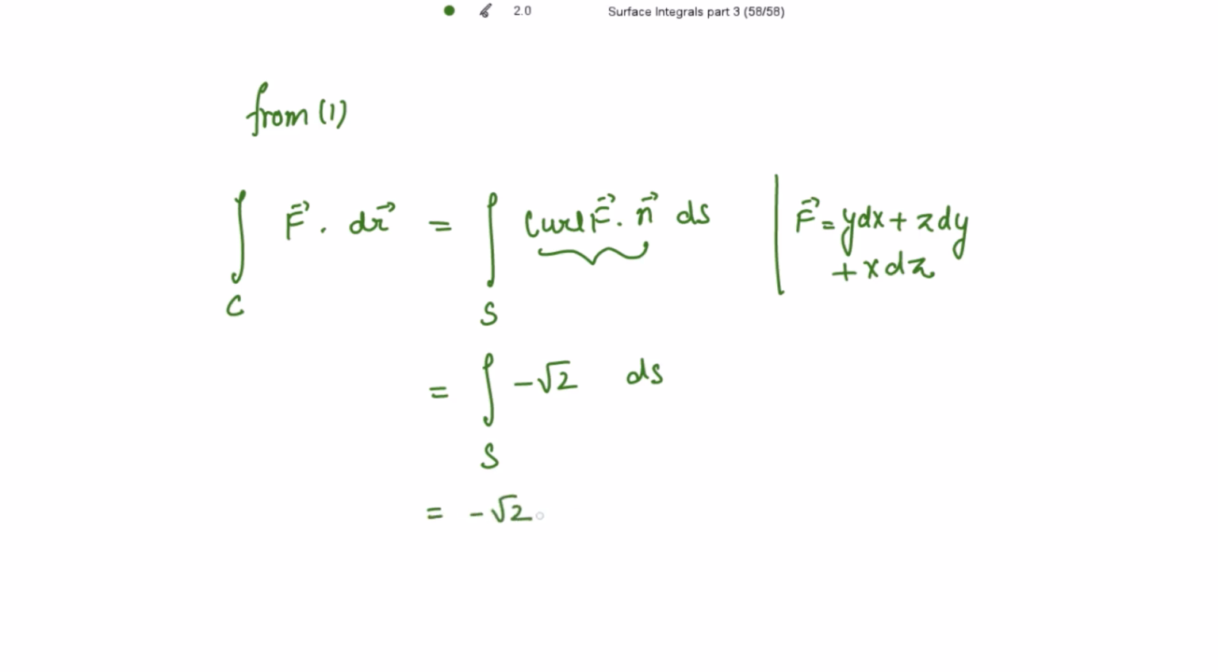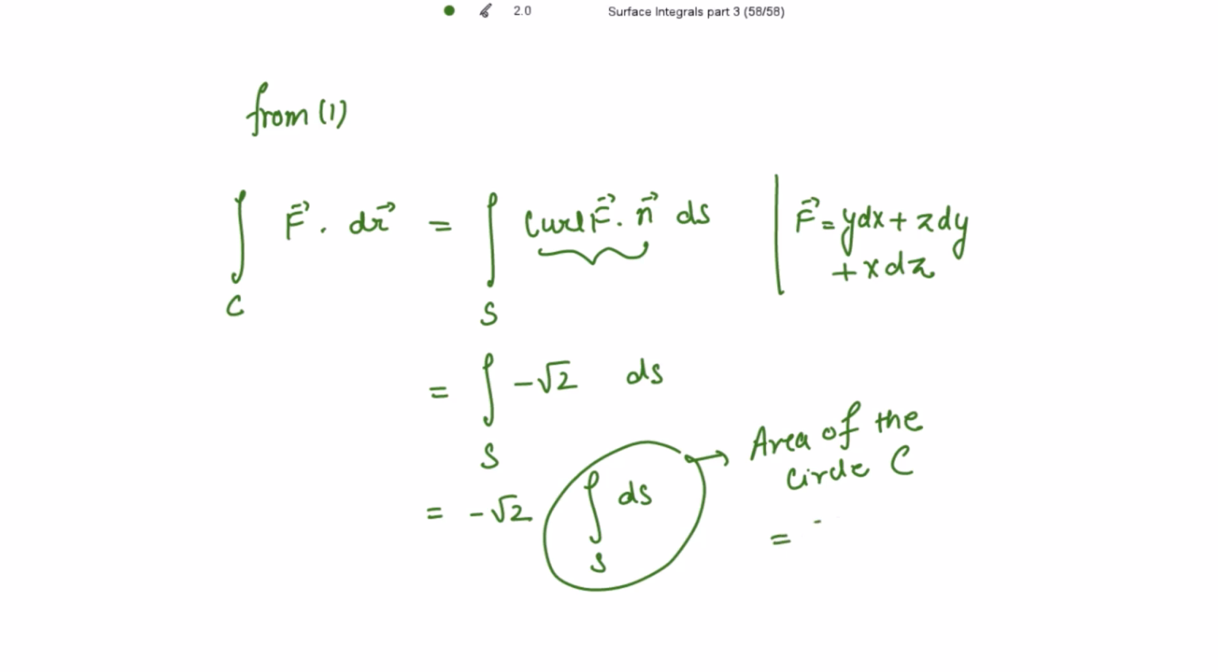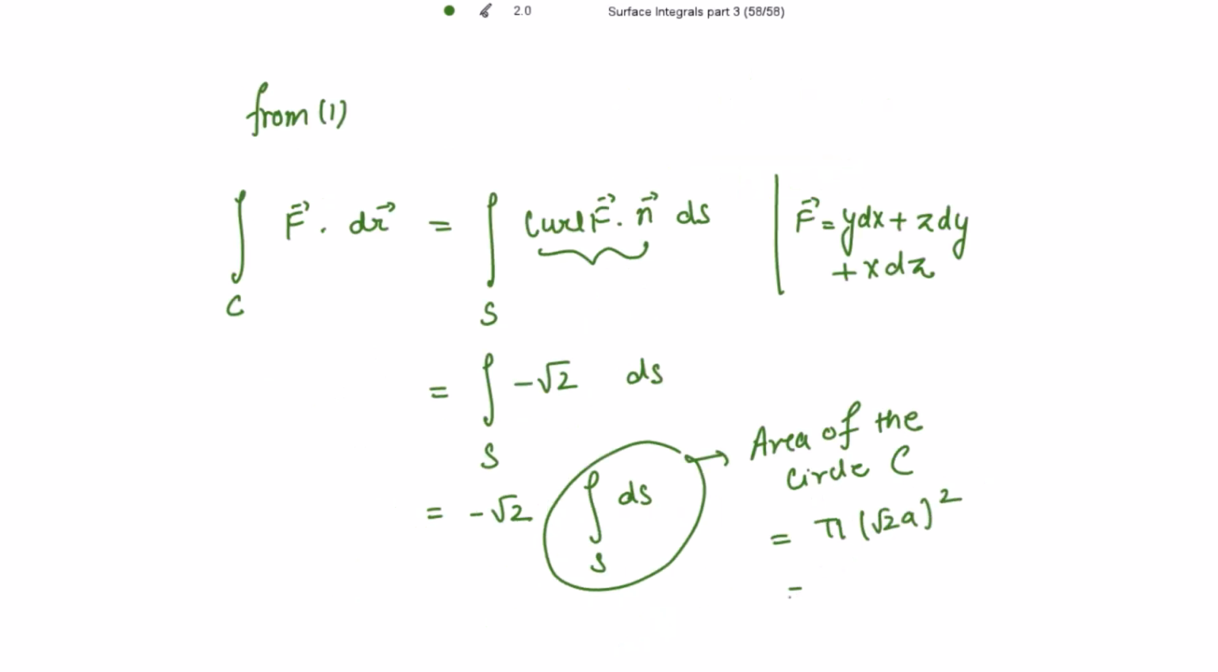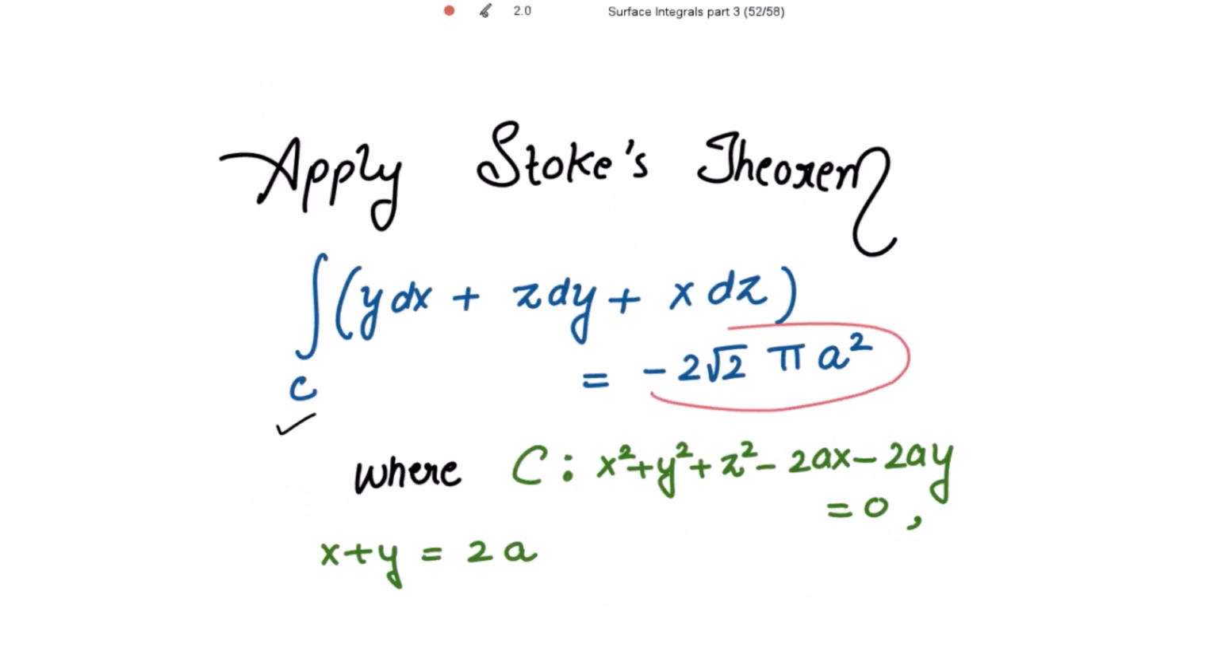That is equal to minus of square root 2 times the surface integral of ds, which is the area of the circle C. This is the area of the circle C, and that is equal to pi r square. What is the radius? We have found this radius to be square root 2 a. So pi times square root 2a whole square, that is 2 pi a square. So this is equal to minus of square root 2 into the area of the circle, that is 2 pi a square. So when multiplying this, we get the value of the surface integral to be minus 2 root 2 pi a square, which is the required right hand side we needed to prove, and we have proved this.